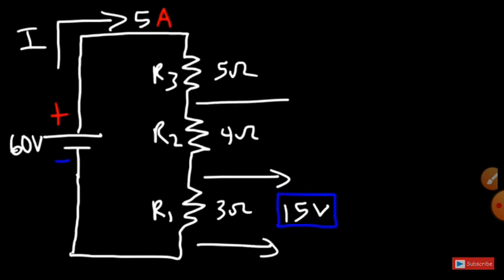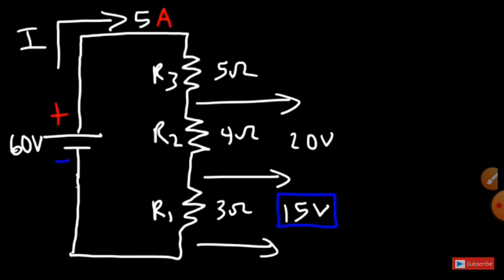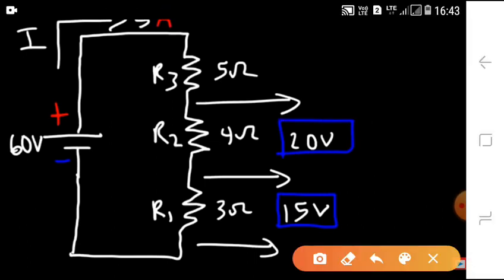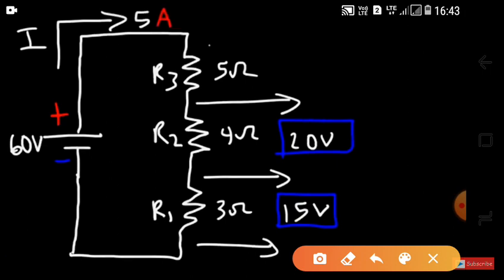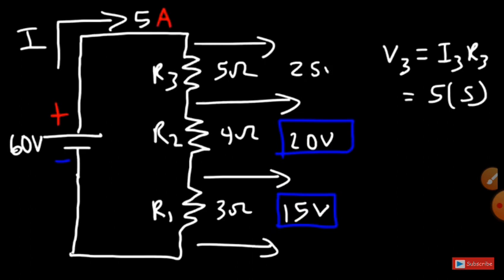Well, we could follow the same pattern. So we can say V2 is equal to I2 times R2. So the current is still going to be 5 amps, but this time the resistance is 4 ohms. So 5 times 4, that's going to give us 20. So we have 20 volts across R2. Now across R3, it's going to be V3 is equal to I3 times R3. So I3 is going to be the same as I2 and I1, so that's 5 amps. R3 is 5, so 5 times 5 is 25.